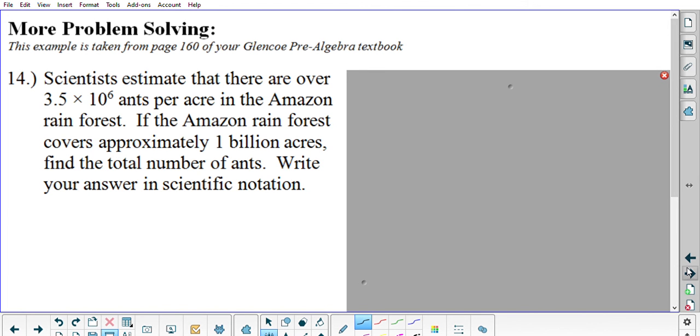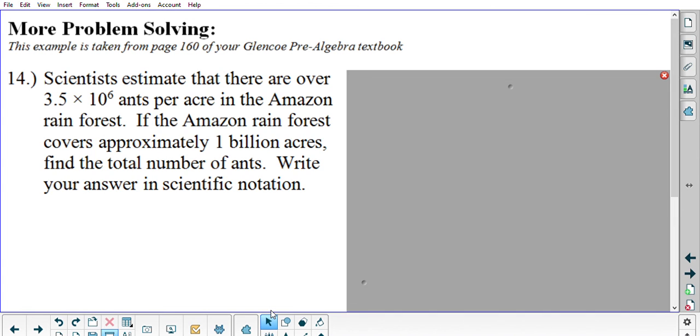All right, finally, problem number 14. Scientists estimate that there are over 3.5 times 10 to the 6 ants per acre in the Amazon rainforest. That is a lot of ants. If the Amazon rainforest covers approximately 1 billion acres, find the total number of ants. Write your answer in scientific notation. Now, this did not say the word about, so we're not going to do any rounding on this problem, unlike what we did with number 13.